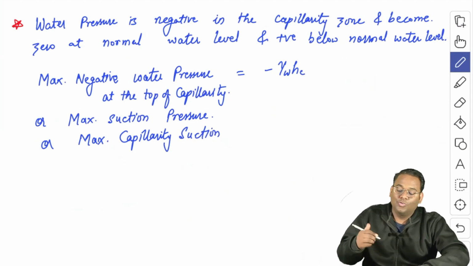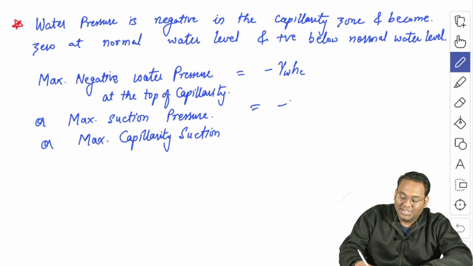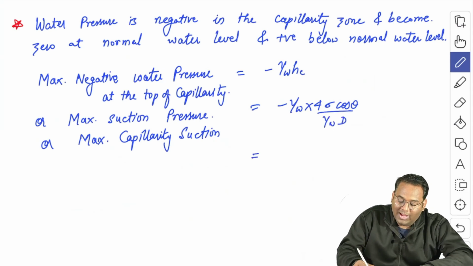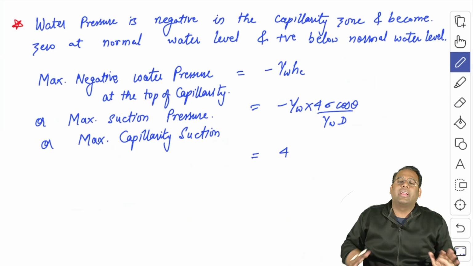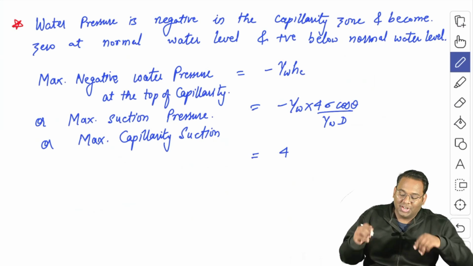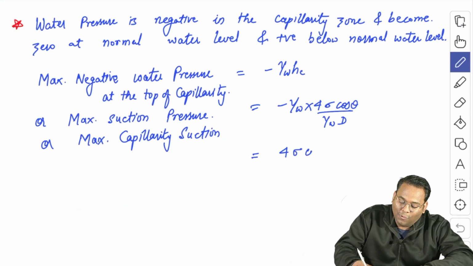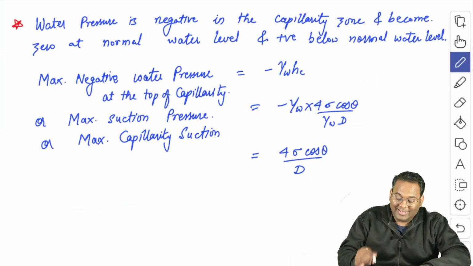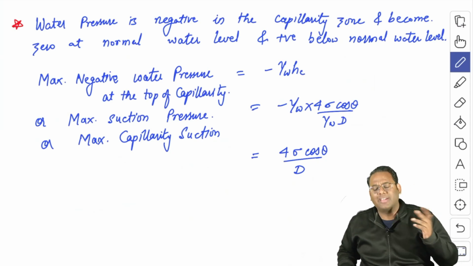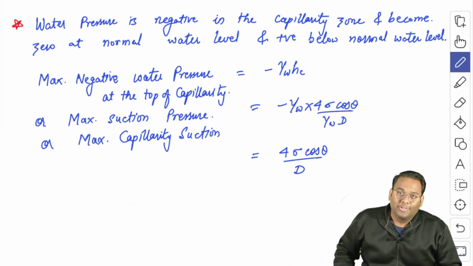If I ask you what is the formula of h_c, we have already derived the formula of h_c as 4 sigma cos theta upon gamma_w into d. Hence this can be written as, I am ignoring the negative sign here because we are already defining that this is negative suction, 4 sigma cos theta divided by d. And yes, this is an important term, that is the maximum suction or maximum capillarity suction in the soil.